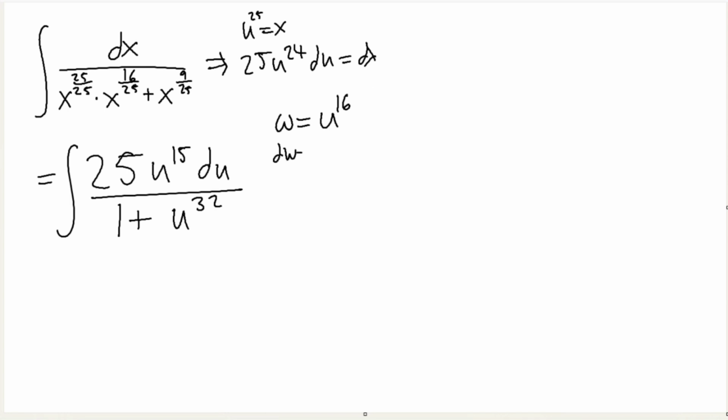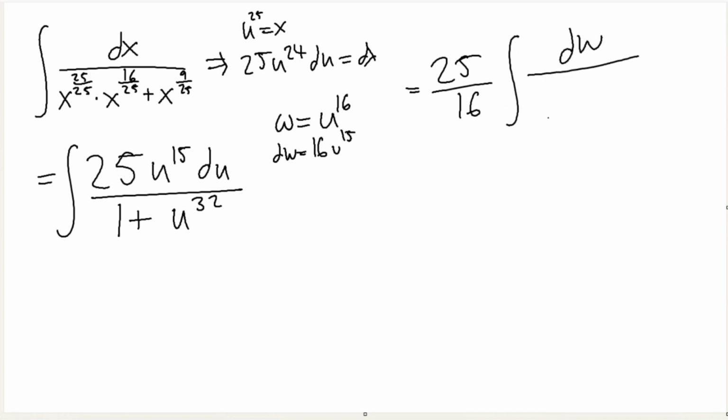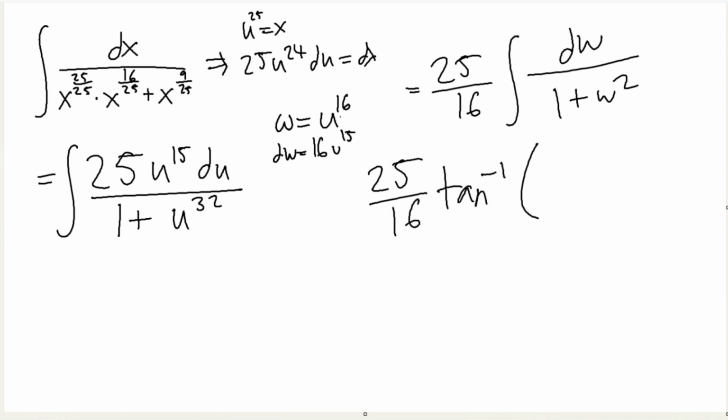And so now we have 16u^15. And so now we have 25 over 16 of dw over 1 plus w squared. We have 25 over 16 of inverse tangent of w. What is w? u to the power of 16. What is u? x to the power of 25. X to the power of... No, I'm sorry, 16 over 25.